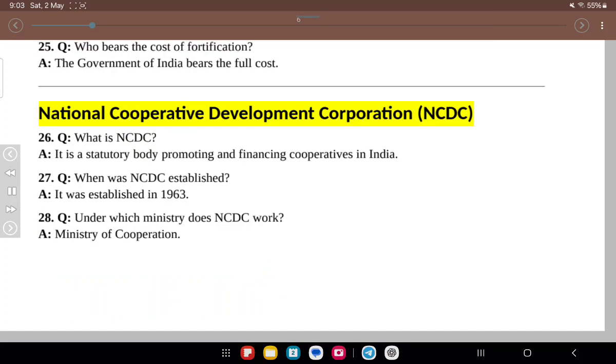National Cooperative Development Corporation (NCDC). 26. Q. What is NCDC? A. It is a statutory body promoting and financing cooperatives in India. 27. Q. When was NCDC established? A. It was established in 1963. 28. Q. Under which ministry does NCDC work? A. Ministry of Cooperation.